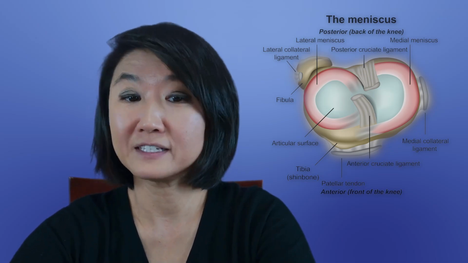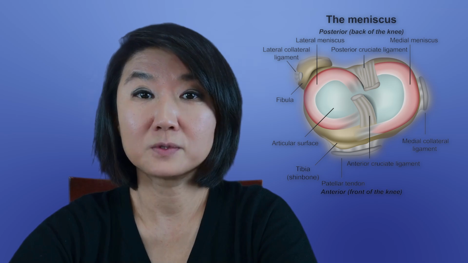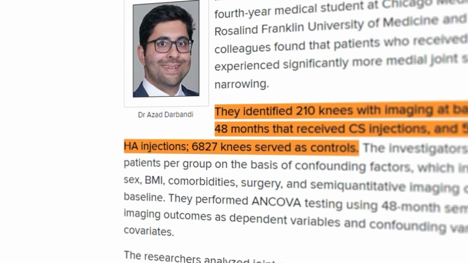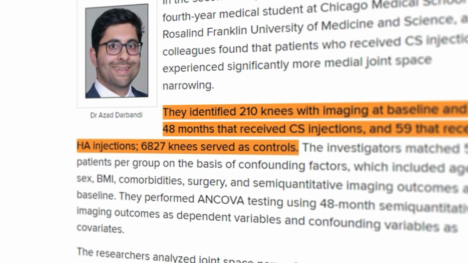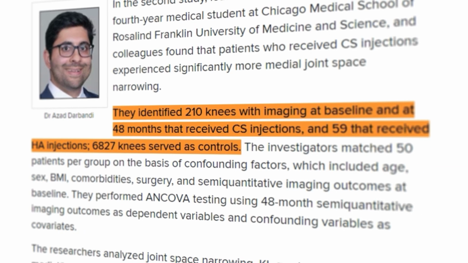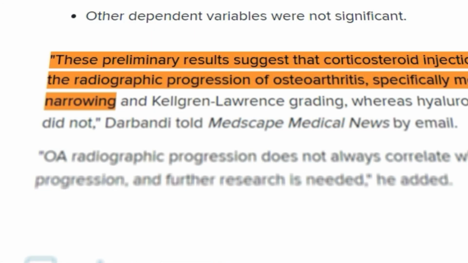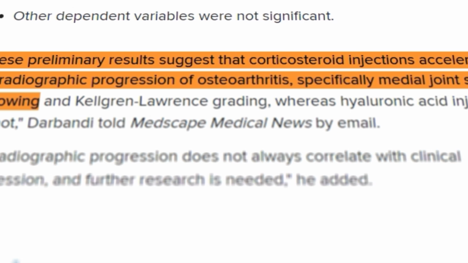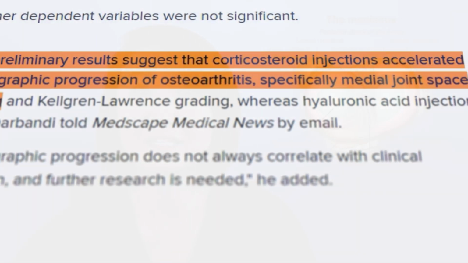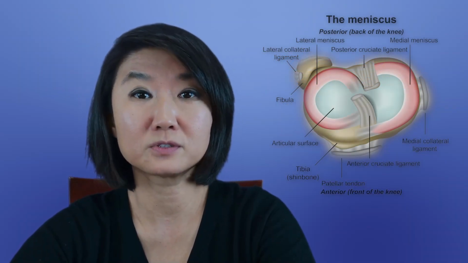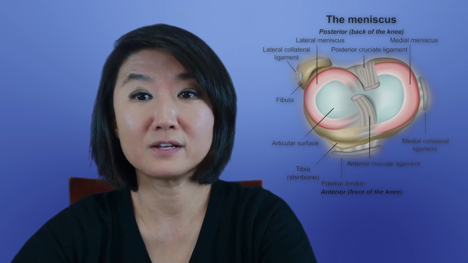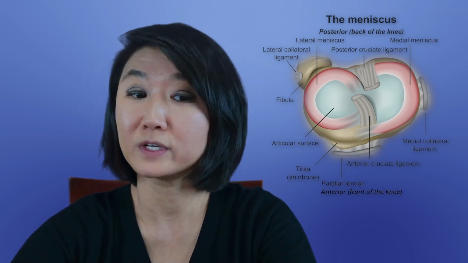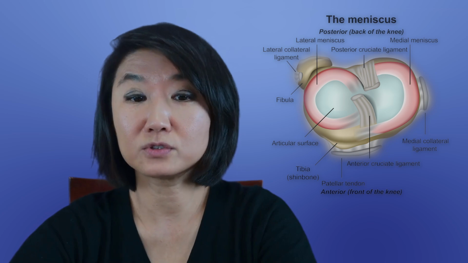And they concluded that corticosteroid injection was significantly associated with a post-injection progression of arthritis in the MRI finding. Another study was done on over 6,000 patients. This is a 4-year study where they concluded that steroid injection accelerated the radiographic progression of osteoarthritis, especially in the medial joint narrowing. So what it says is that steroid injection was associated with making arthritis happen faster in that joint.